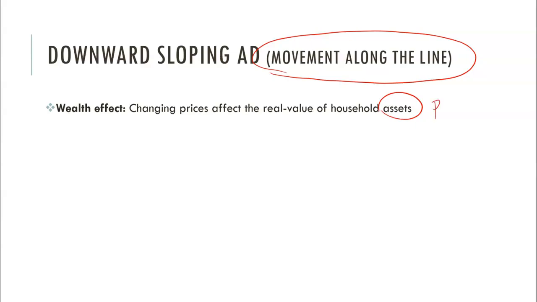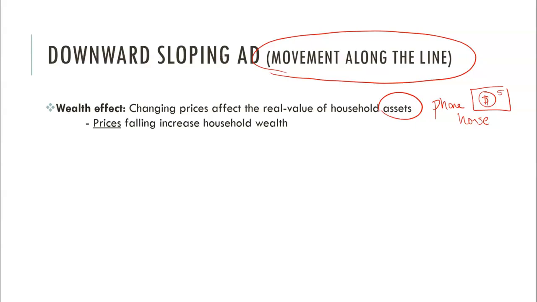So let's say you have a cell phone. This would be an asset. It's a valuable item. A house could be a valuable item. A car, even cash in your wallet. If you have $5, that could be an asset, right? It's an actual thing that you own of value. And so the wealth effect says that when prices change, it affects the actual value of those assets. It affects the value of the things that you currently own.